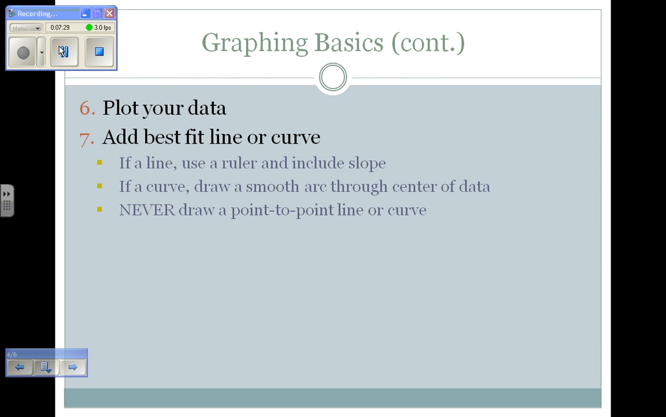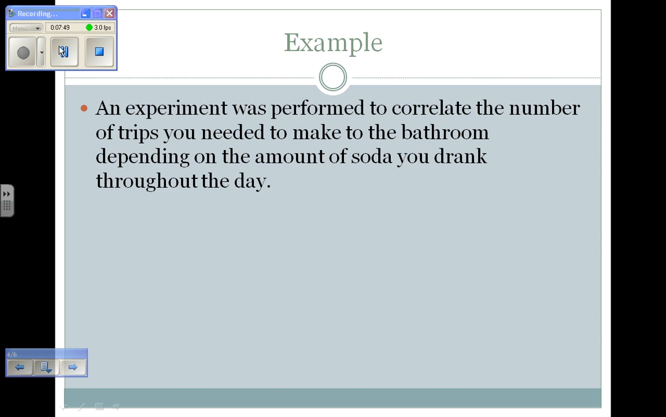Having this smooth best fit line or curve tells us a lot more about the data than doing the point-to-point, because we have some inconsistencies in any experiment that we do. And drawing that smooth line sort of takes an average of those and levels them out. I know this is a lot at this point. Let's do an example together.